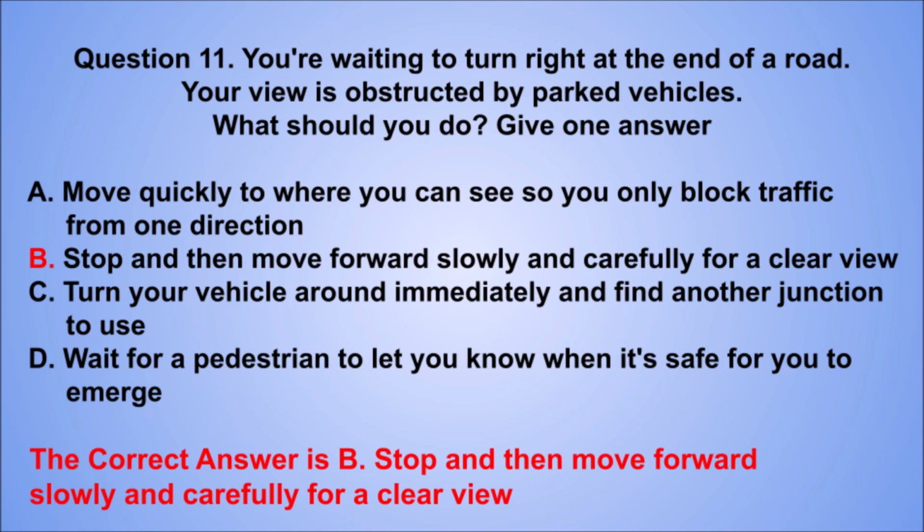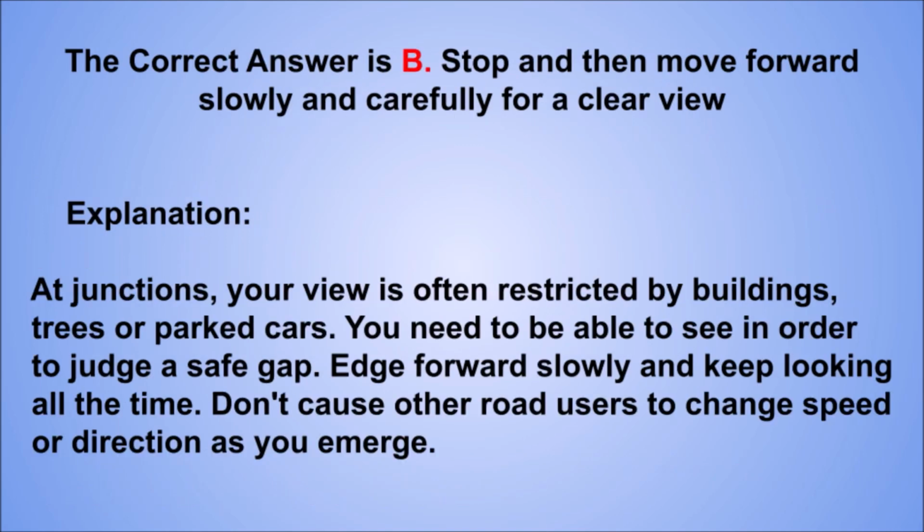The correct answer is B. Stop and then move forward slowly and carefully for a clear view. Explanation: at junctions, your view is often restricted by buildings, trees or parked cars. You need to be able to see in order to judge a safe gap. Edge forward slowly and keep looking all the time. Don't cause other road users to change speed or direction as you emerge.